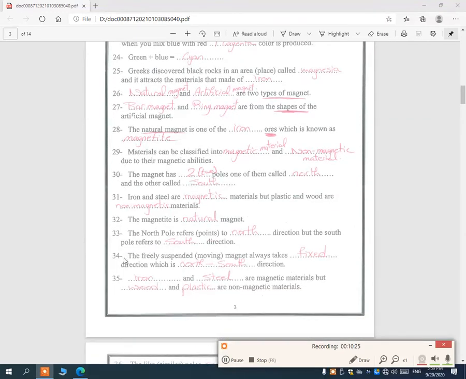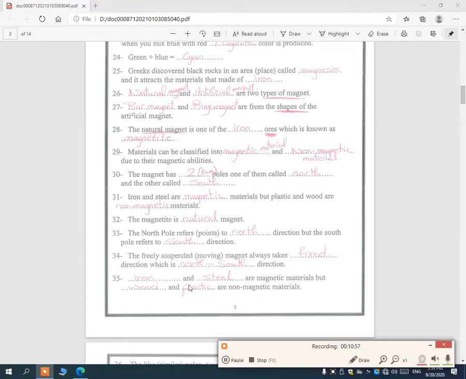34. The freely suspended or moving magnet always takes dot's direction, which is dot's direction. Okay, freely moving magnet always takes a fixed direction. Do you remember? Freely moving magnet always takes a fixed direction, which is north and south direction. Suspended means moving.